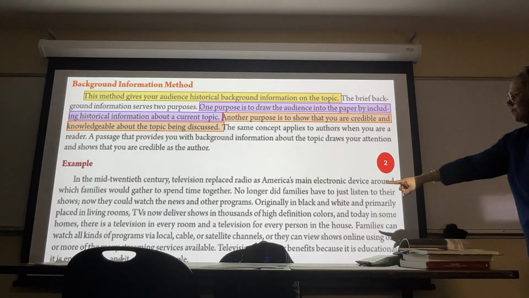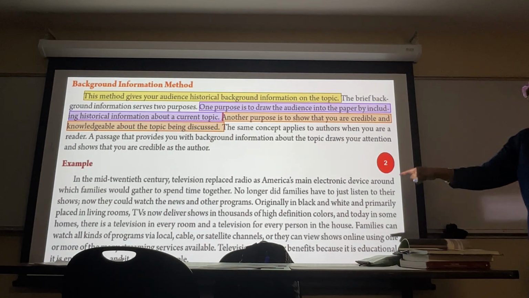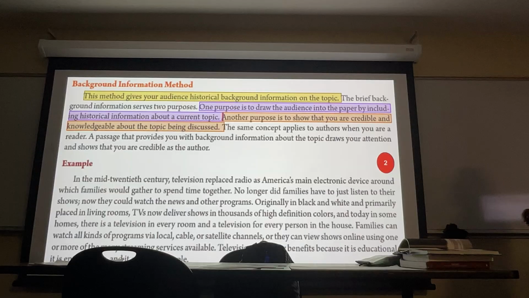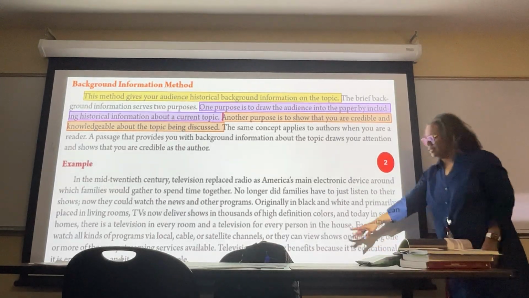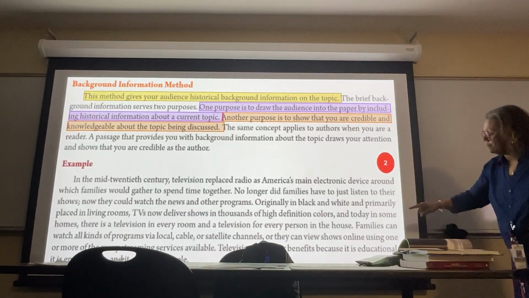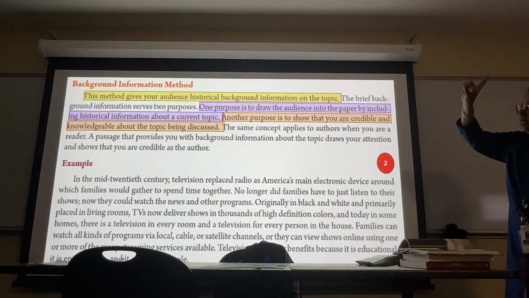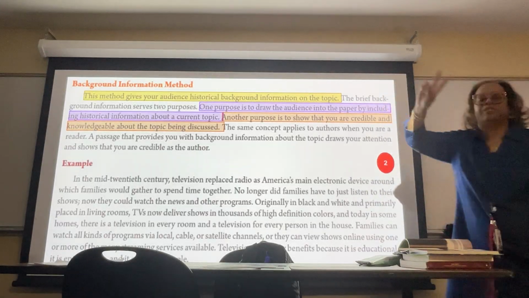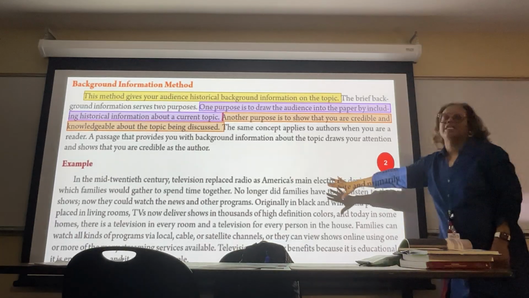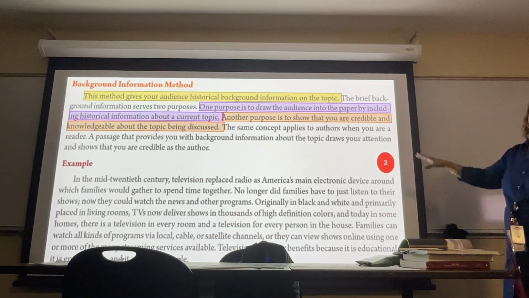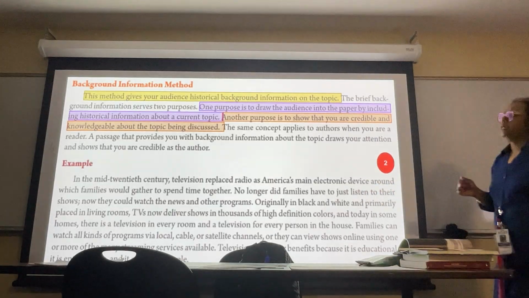Let's see. Television has many benefits because it is educational, it is entertaining, and it connects people. You all, that is actually the thesis statement, okay? Television has many benefits because it is educational. That's a point. It is entertaining. That's point 2. And then it connects people, point 3. But they started it off historically, right? Giving us the background information of television. All right, so that's one.